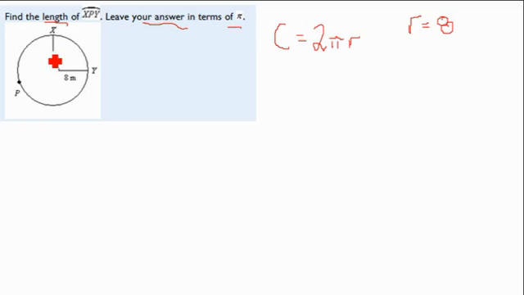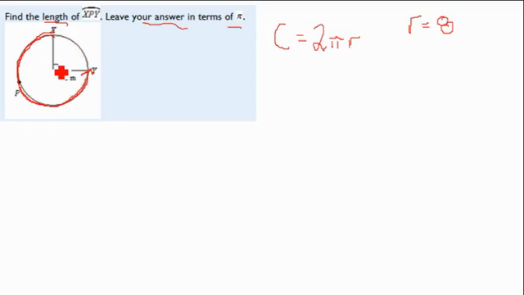So I need to find the length of x, p, y. So this huge length right here, not this one. We need to find this one, from x through p all the way to y. That's the arc length we're finding.